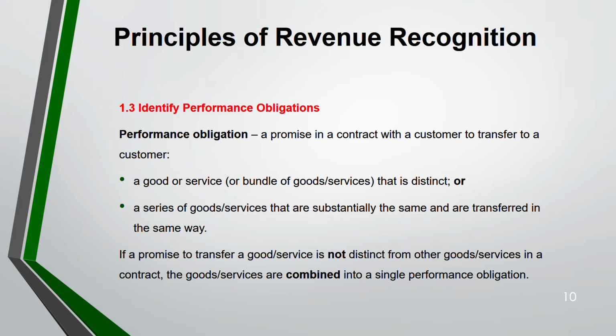So if a promise to transfer goods and services is not distinct from the other goods and services in the contract, then the goods and services are combined into a single performance obligation. If they are distinct, you can't combine, they are different. Okay, but if they are not distinct, you can combine them.